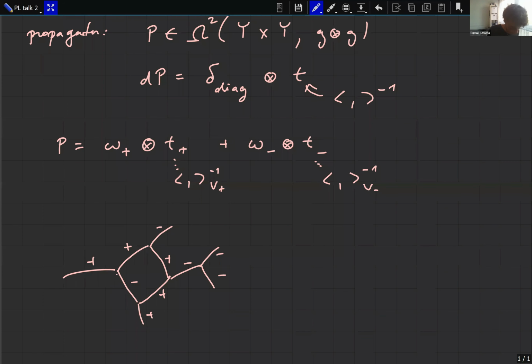And structure constants on in the vertices. Okay, so this is what would happen. And now it looks like trying to write down those expressions for omega plus and omega minus.